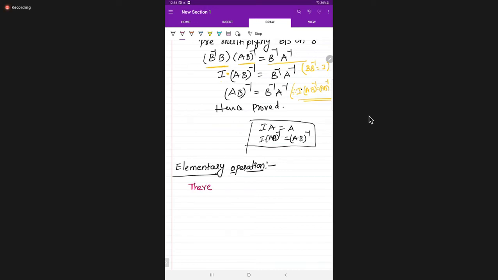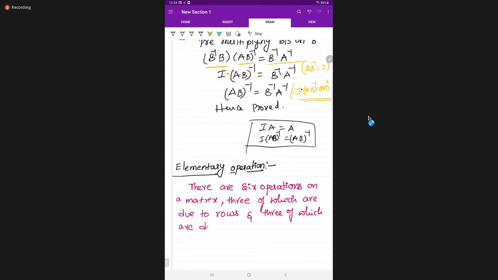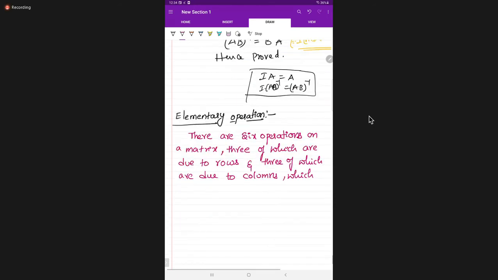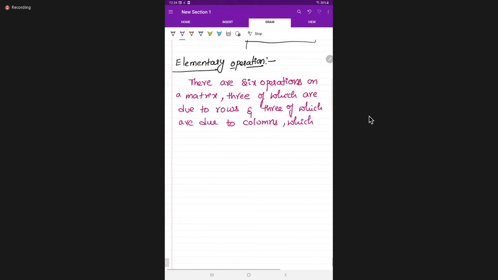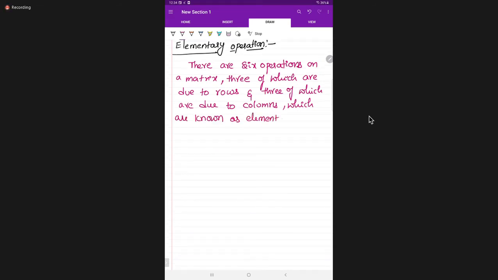There are 6 operations on a matrix, 3 of which are due to rows and 3 of which are due to columns, which are known as elementary transformation or elementary operation, anything.